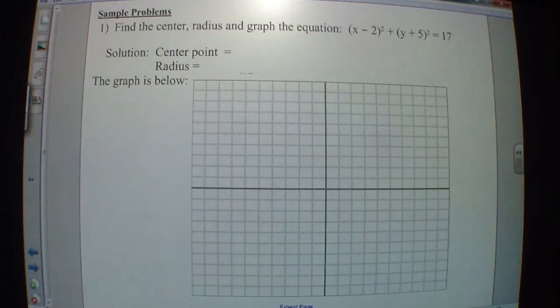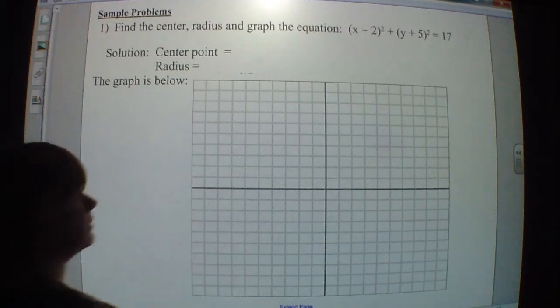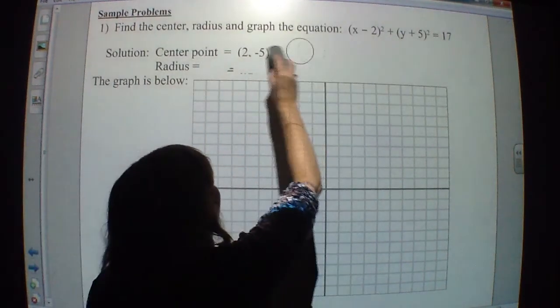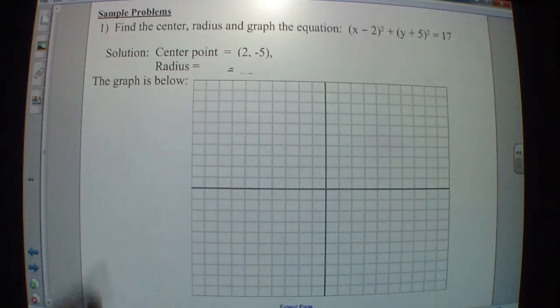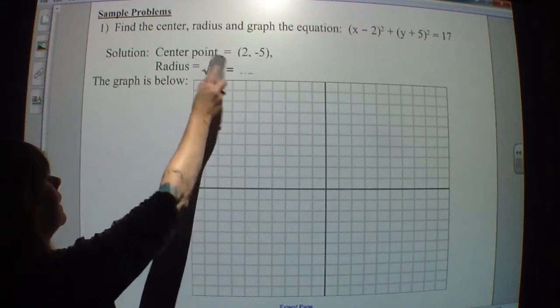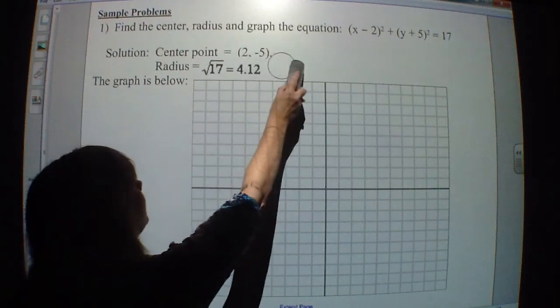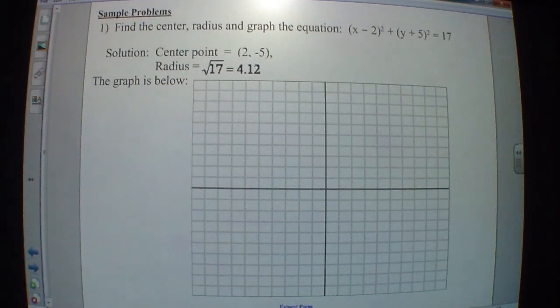Find the center, radius, and graph the equation (x minus 2) squared plus (y minus 5) squared is equal to 17. So my center is (2, 5). My radius is the square root of 17. And if you don't have a calculator with you while you're doing your homework, you could estimate this. I know 4 squared is 16 and 5 squared is 25, so I would say this is probably like 4.1. It's really close to 4. And put in your calculator, 4.12.